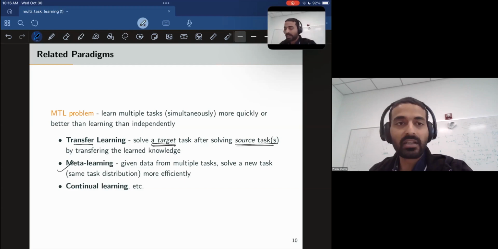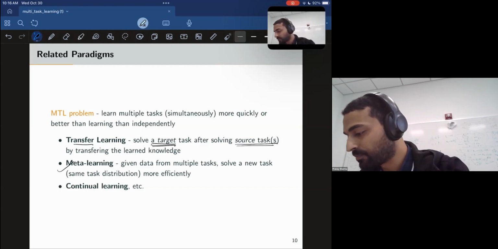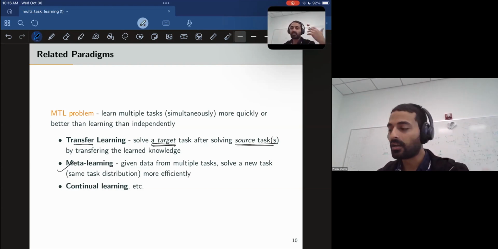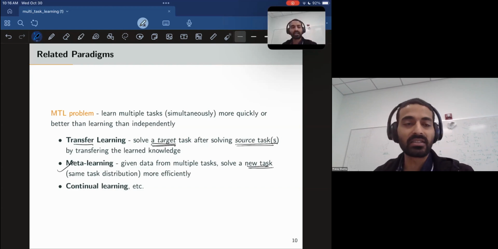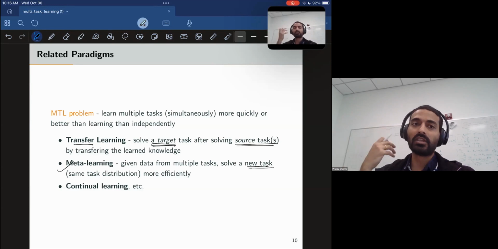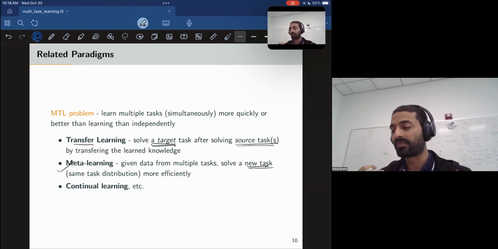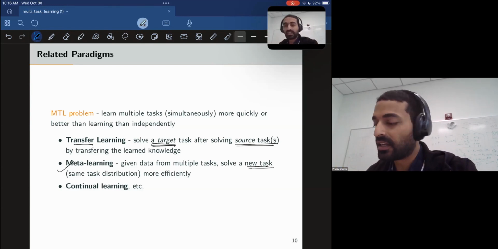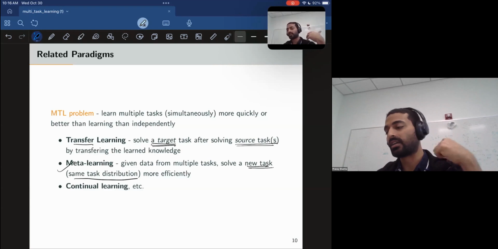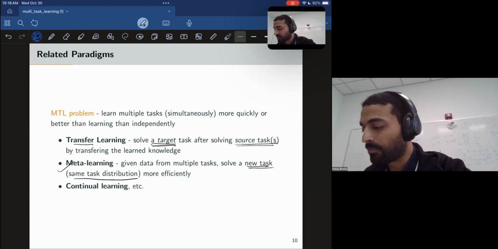Then there is something called meta learning, which I guess you discussed briefly for personalization in the previous lecture. Here, we are given data from multiple tasks, but we are interested in learning a new task. And the underlying assumption is that this new task is somehow related to the previous tasks we had data from. So one way it can be related is that this new task comes from the same distribution of tasks from which you saw the earlier tasks. Right. So this is meta learning.